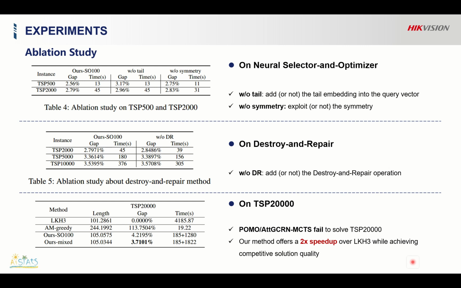Here is another experiment on TSP 20,000. As far as we know, we are the first learning-based method solving this scale TSP problem. Our method is 2 times faster than LKH3.